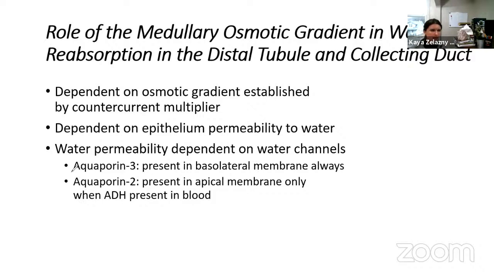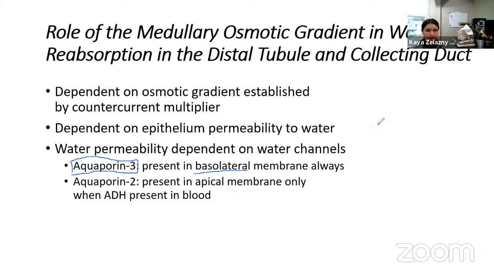Okay. So we have two types we're thinking about as we think about the distal tubule and the collecting ducts. We're thinking about aquaporin 3 and we're thinking about aquaporin 2. Aquaporin 3 is always going to be present, and it's specifically present in the basolateral membrane.